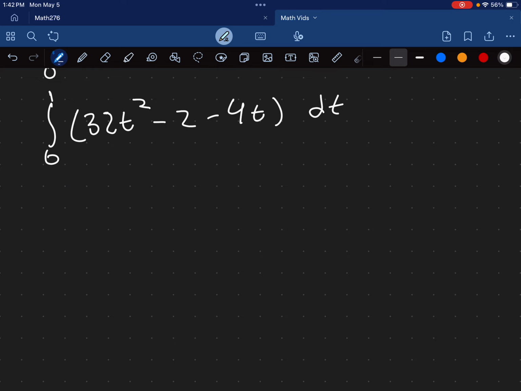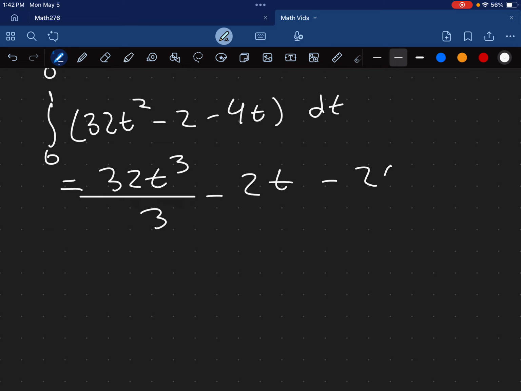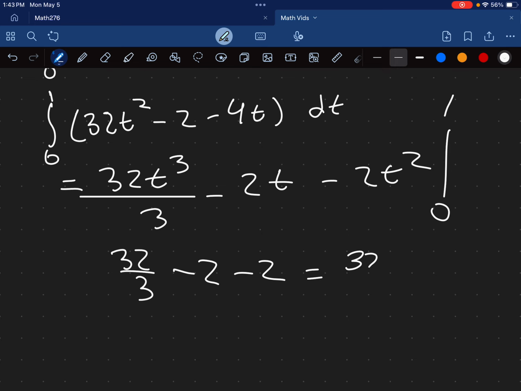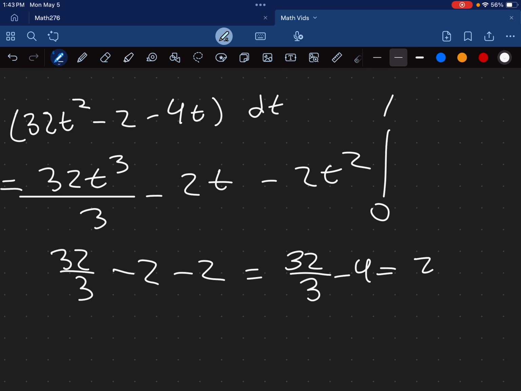Okay. So this is equal to 32t cubed over 3 minus 2t minus 2t squared, because 4t squared over 2, evaluated from 0 to 1. So yeah, 32 over 3 minus 2 minus 2. So 32 over 3 minus 4. And we see that this is equal to 20 over 3. And that's the answer to part 2 of the problem.